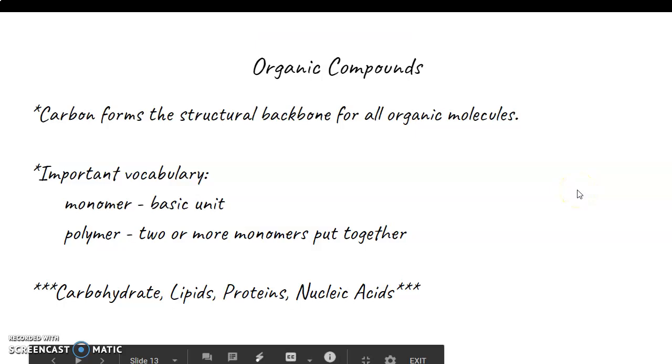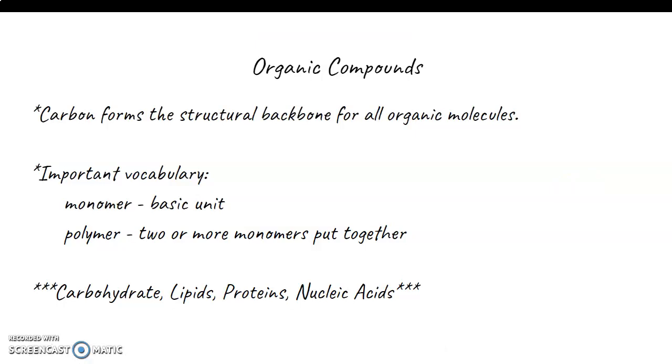Now that we've talked about inorganic compounds, those that do not contain carbon, such as water and acids and bases, and how they impact us as living things, we're going to flip the script and deal with the other aspect of compounds, that being the organic group, those that do contain carbon. A couple of background terms that are going to be really important in understanding organic compounds would be the terms monomer and polymer.